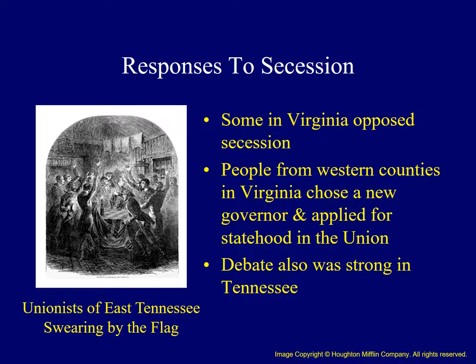The debate over secession was quite controversial. Many Virginians were opposed. Representatives from western counties in the state held their own convention, elected their own governor, and applied to be admitted into the Union. The image here, showing supporters of the Union in Tennessee, reflects the debate in this state, which eventually joined the Confederacy.